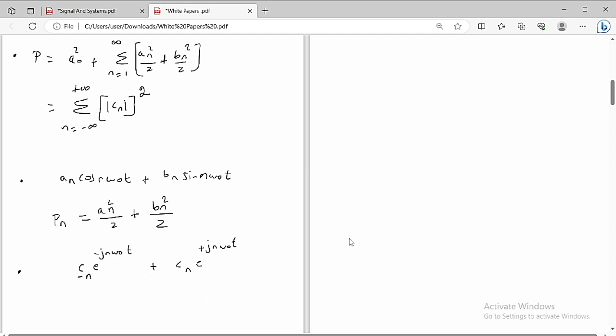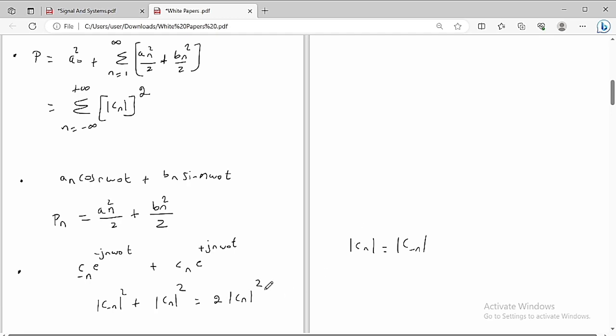So here, what is the power? The power is mod of C of minus n whole square plus mod of C of n whole square. And I already told you mod of Cn is always equal to mod of C of minus n. Since the moduli are the same, it will become two times mod of C of n whole square. So that is the reason.